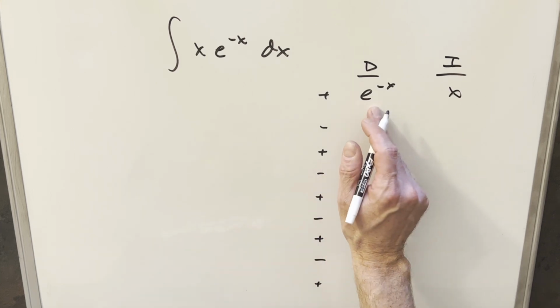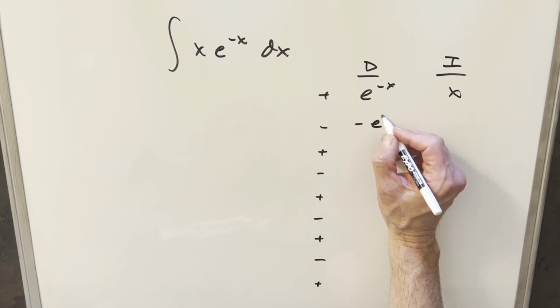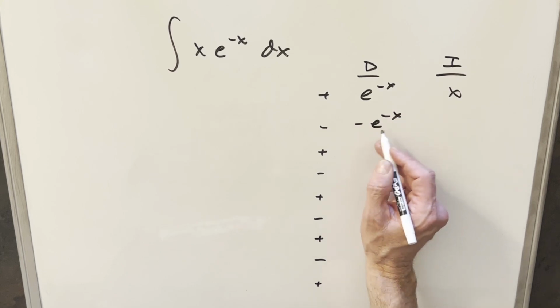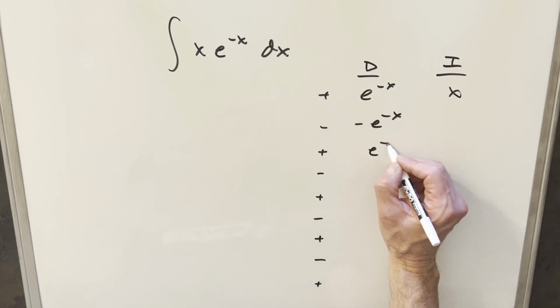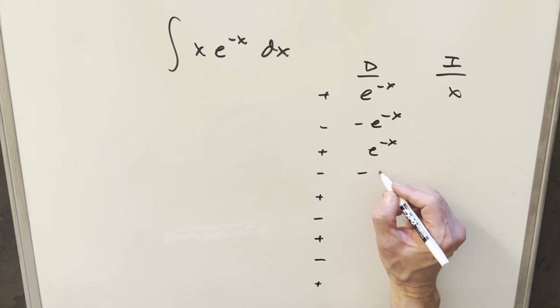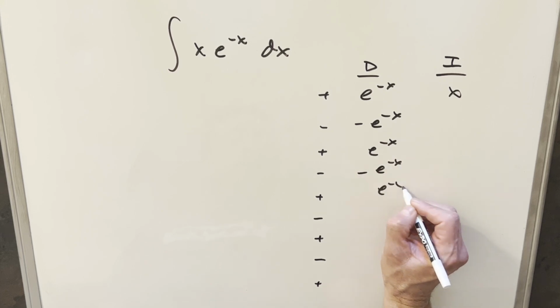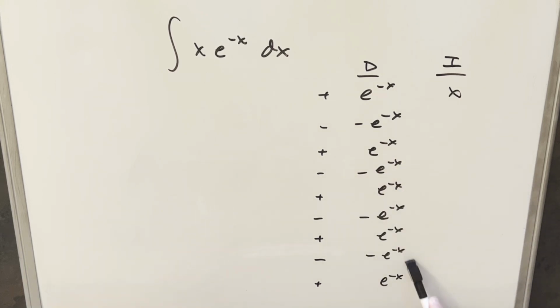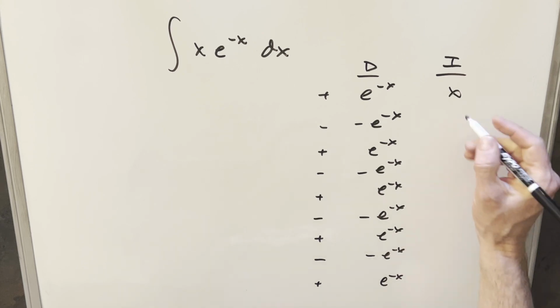When we differentiate e to the minus x, we're going to have a minus come out and we get minus e to the minus x. But when we do it again, the minus is going to cancel and we're back to e to the minus x. So this is just going to switch off like this all the way down. Notice how much trouble I have just keeping a straight line, but that's not important right now. So what I'm going to do, we'll integrate this.